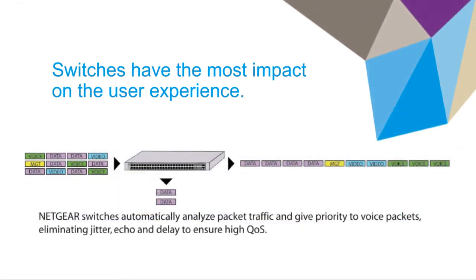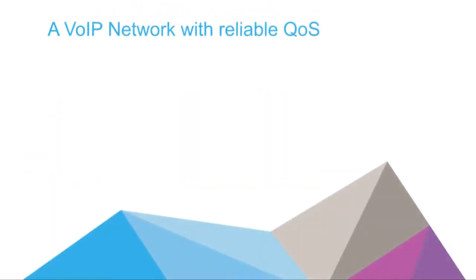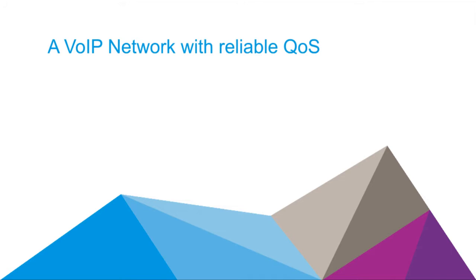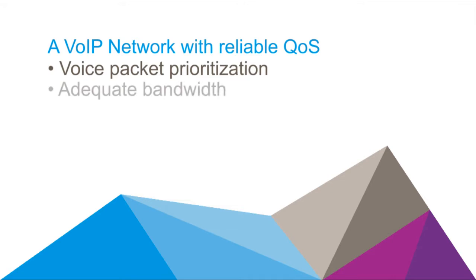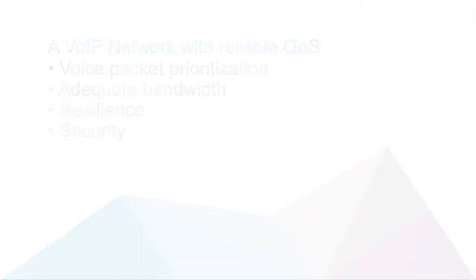With NETGEAR switches, VoIP traffic can be automatically prioritized to maintain the desired quality of service, even when the network is saturated. A successful VoIP network with reliable QoS has voice packet prioritization. NETGEAR switches accomplish this automatically. Adequate bandwidth, both network and switches. Resilience, network switches with alternate power supply. Security, the network must be protected from hacking, including physical hacking.